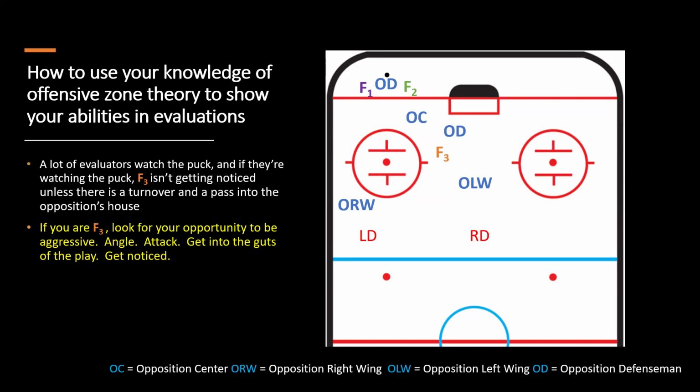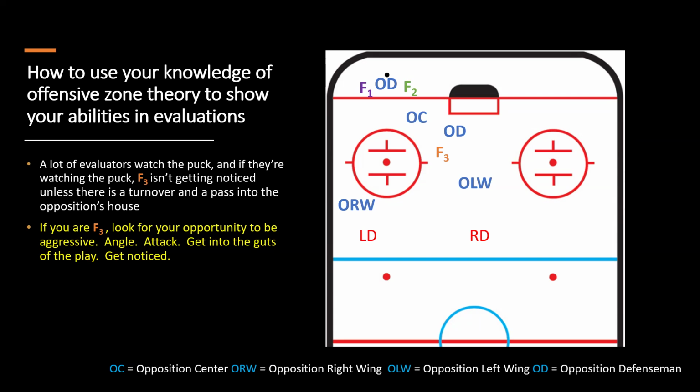Okay. I want you to angle. I want to attack. There's a term called getting into the guts of the play. In this situation, the guts of the play is not the middle of the ice. I don't want you guys just to stand in the middle of the ice. I want you guys to get along the boards. I want you guys to battle. I want you guys to compete all over the ice, okay?